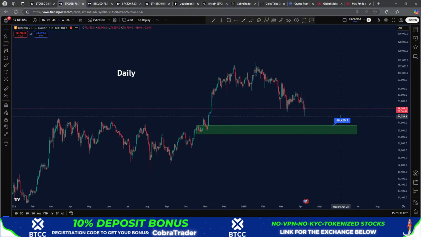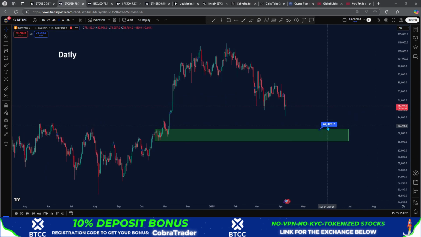So 69k, or actually 69,420, that's a funny number, would be a strong support here in my opinion. Are we going to get there? I really don't know. If the crash continues in the stock market, I think it's a possibility, but I wouldn't say it's likely. I do think right now Bitcoin is holding quite strong, especially seeing how much the stock market dropped in the past few days.